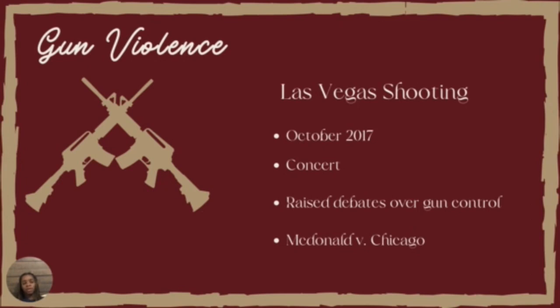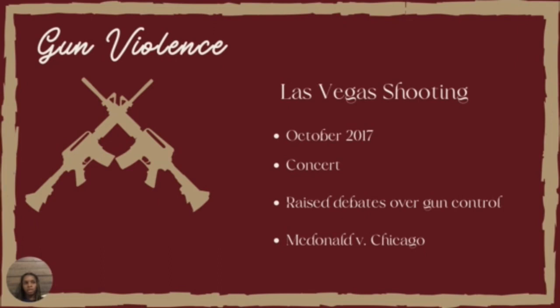Okay, so the last issue we're going to be talking about is gun violence. In Las Vegas, in 2017, there was a shooting at a concert, and a man actually shot through the floor of a hotel room. By doing so, he killed 58 people, wounded over 400, and in total, there were 869 injuries. This was so significant because it was raising more debates over gun control.